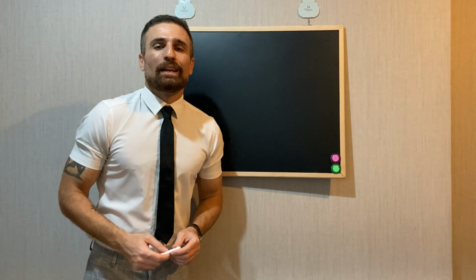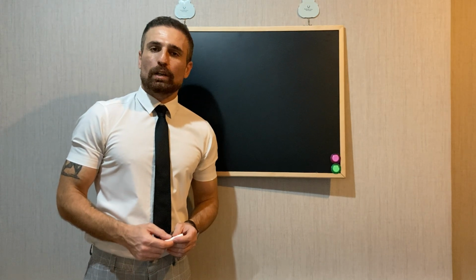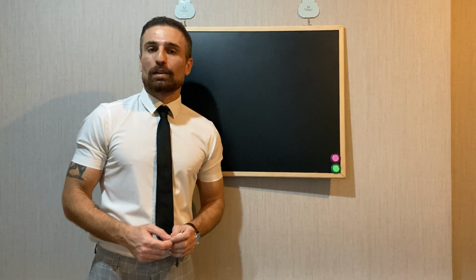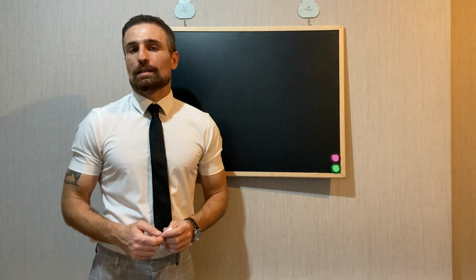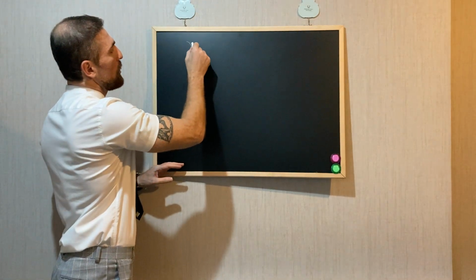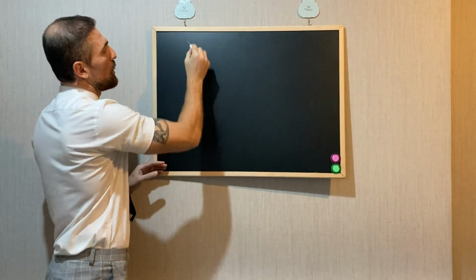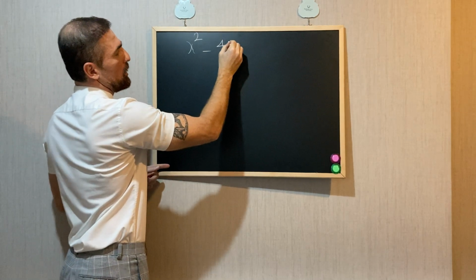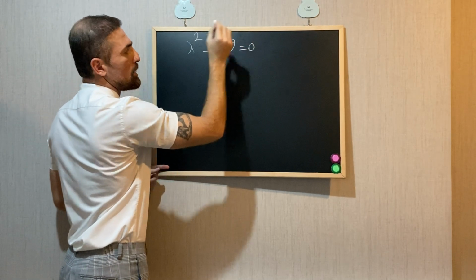Hello friends, in this lesson we are going to talk about solving quadratic equations by factoring. Let's start with an example. Here we have x squared minus 49 equals 0.